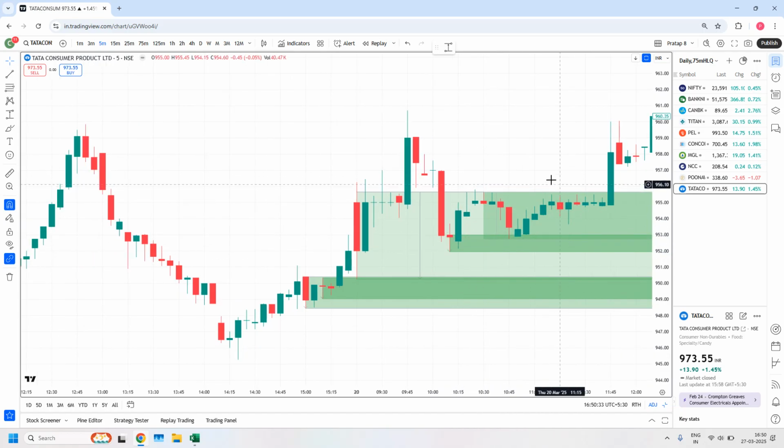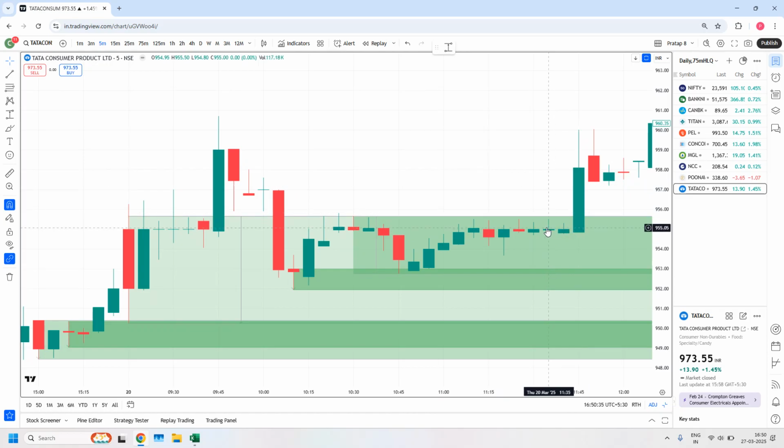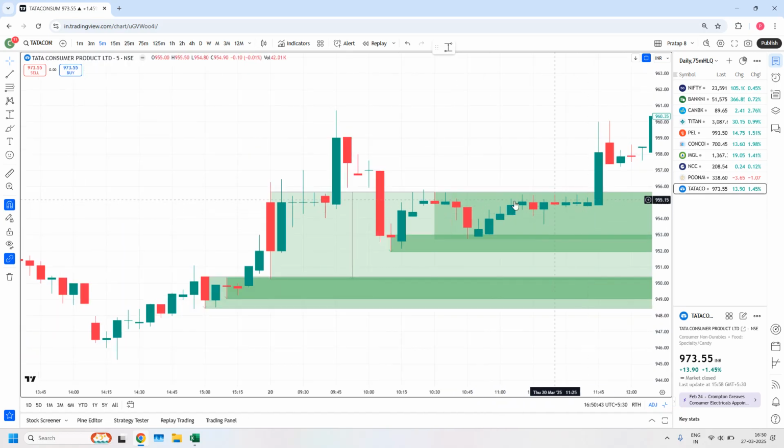You may ask a question, can't we draw a zone here? See, all these are base candles. This is the rally candle. You have 1, 2, 3, 4, 5, 6, 7, 8, 9. So that's why this is the area we can't plan the trade.